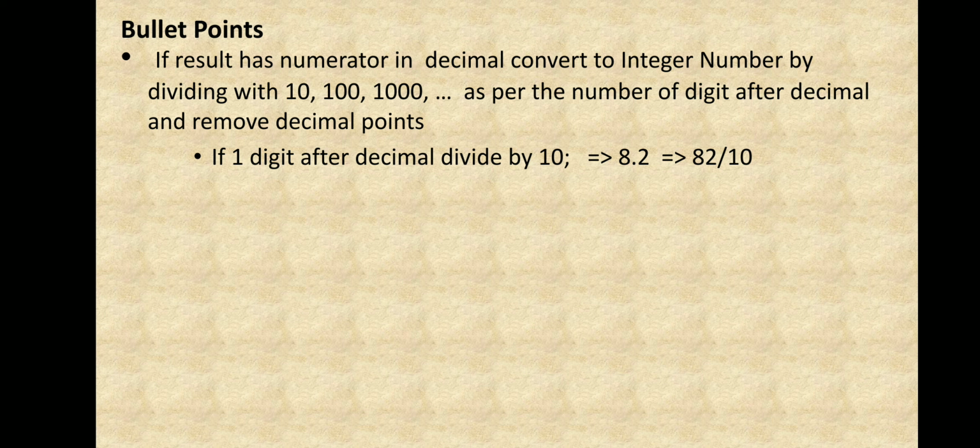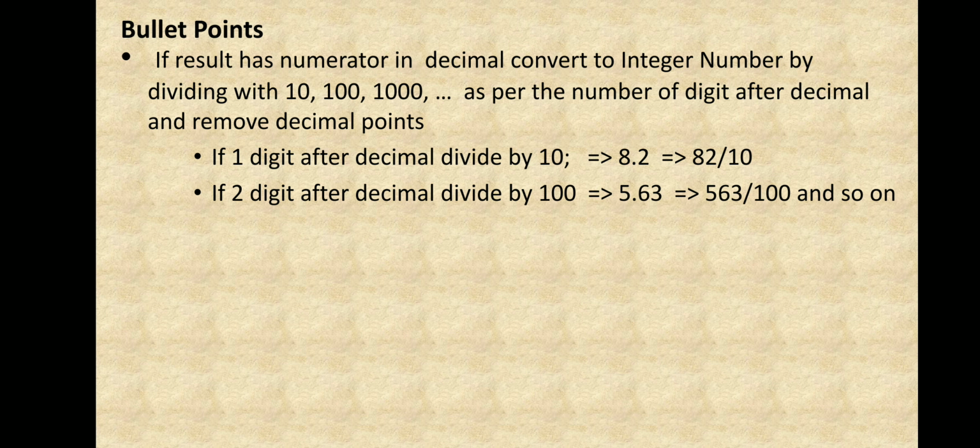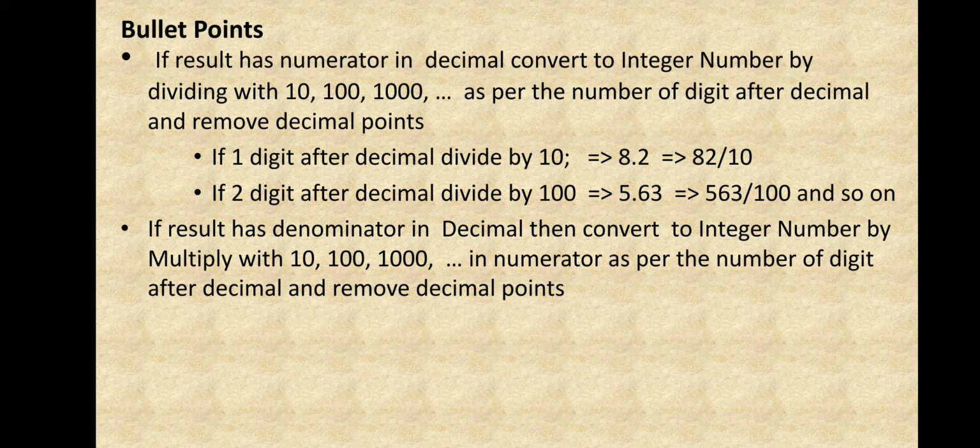So what is given over here? 8.2. So that will be converted into 82/10. And if you have two digits after the decimal, you have to divide it by 100. So if you have a number which is 5.63, that will be converted into 563 divided by 100, and so on. If you have 3 digits, it will be 1000, and so on. So if the result has denominators in decimal, then you have to convert it into an integer number by multiplying it by 10, 100, 1000 in the numerator as per the number of digits after the decimal, and remove the decimal point.